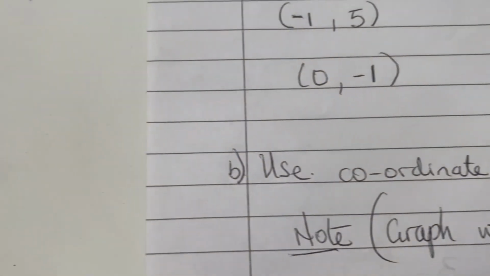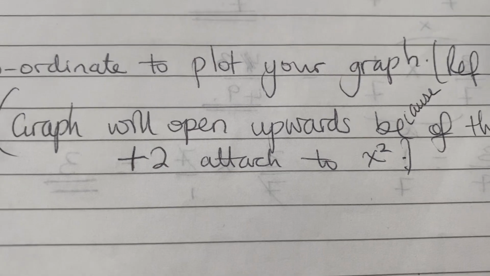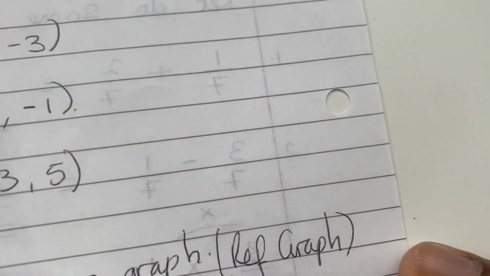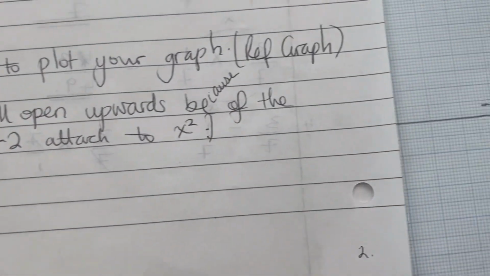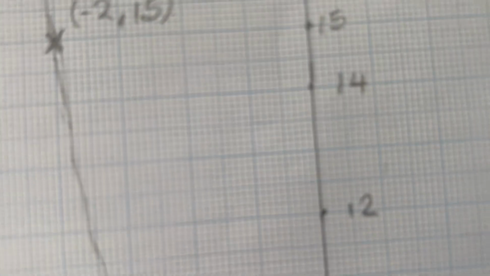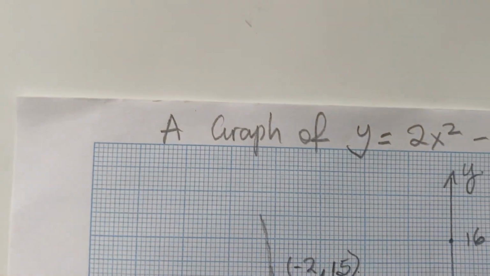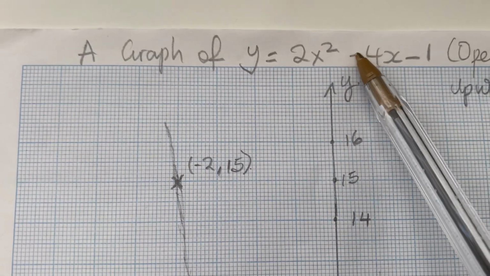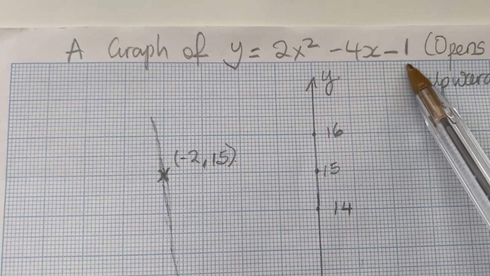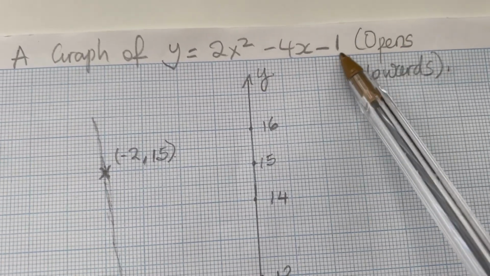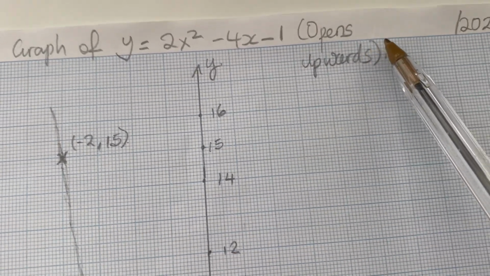So use the coordinates to plot your graph. Normally there'll be a graph in your answer paper. If it's in class, your teacher will give you graph paper. So again, you put the title: a graph of y equals 2x squared minus 4x minus 1. This will open upward because of the +2. You don't have to write it.